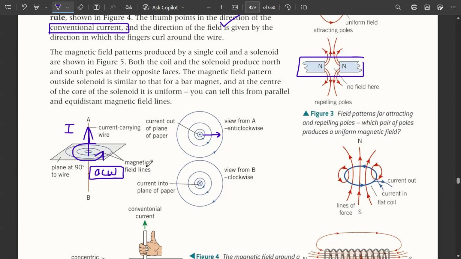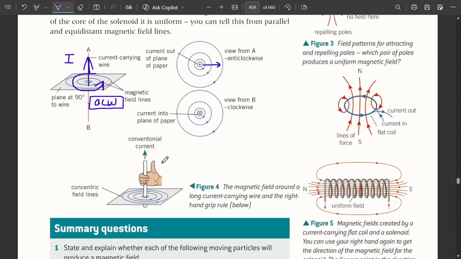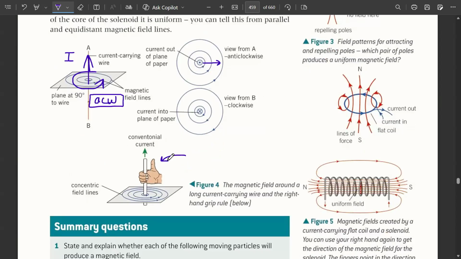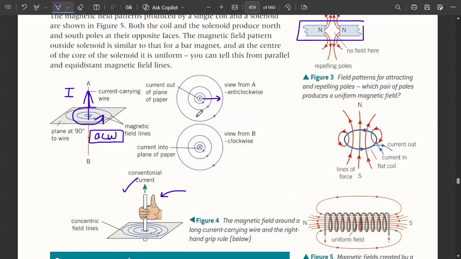Use your right hand, point the thumb in the upward direction, and the curl of fingers is in which direction? Clockwise or anti-clockwise? With the thumb in the upwards direction. Yes, the thumb should be in the upward direction like this. Then it's anti-clockwise. Exactly. The curl of the fingers will tell you that there will be an anti-clockwise magnetic field.